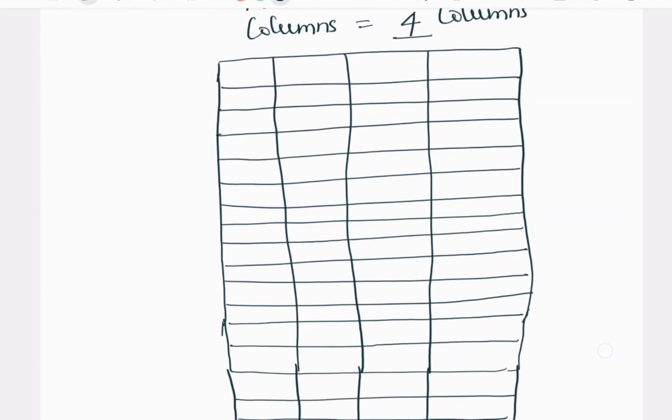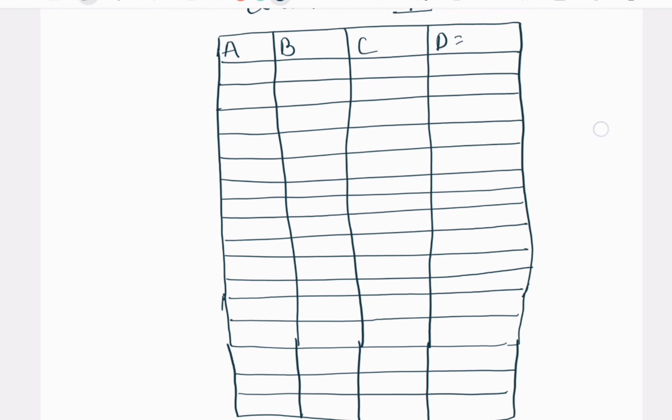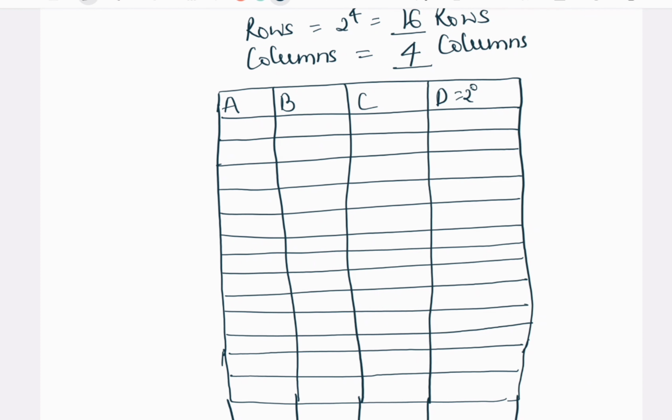Okay, now this means we are going to start again. It's A, B, C and D. Start from the right hand side with 2 to the power 0, which is equal to 1. 2 to the power 1 is equal to 2. Keep increasing. 2 to the power 2, which is 4, and then we have got 2 to the power 3, which is equal to 8.